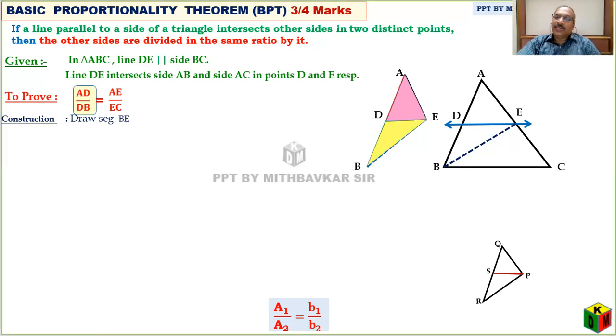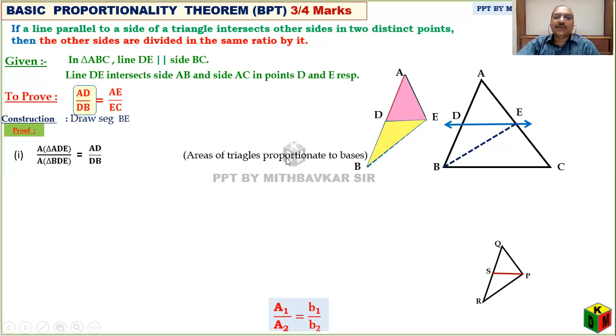Now we'll apply this property, A1 upon A2 is equal to B1 upon B2. So let's start writing the proof now. First statement, A1 upon A2, that is area of the first triangle upon area of the second triangle. Area of triangle ADE upon area of triangle BDE is equal to B1 upon B2, their corresponding bases, AD upon DB. AD is the base of the first triangle, DB is the base of the second triangle. The reason is very important: areas of triangles are proportional to bases.